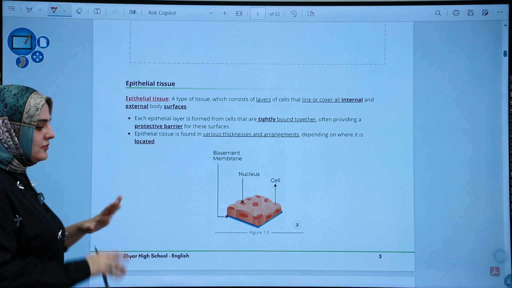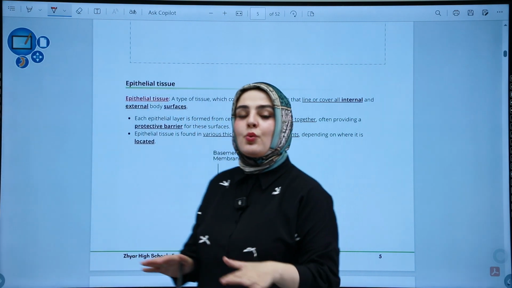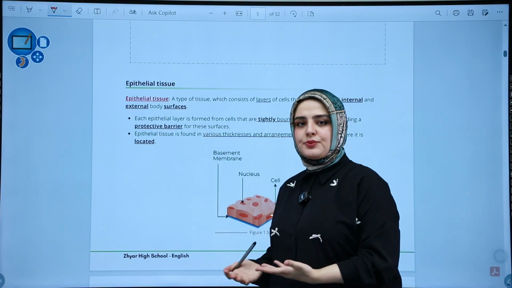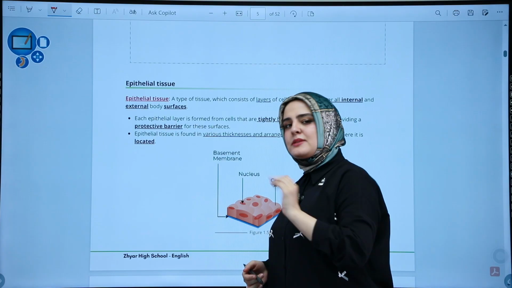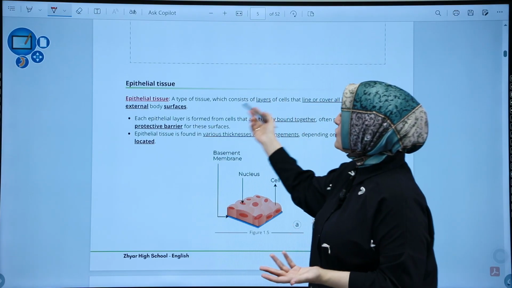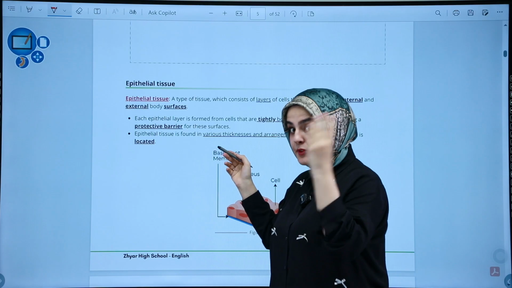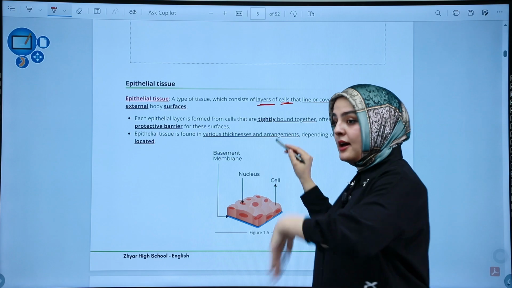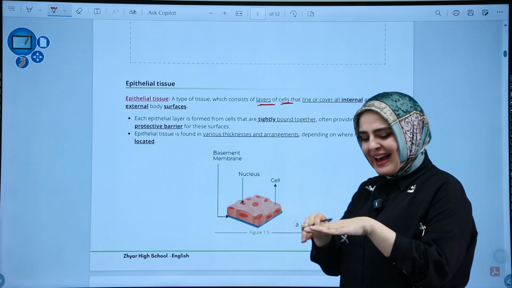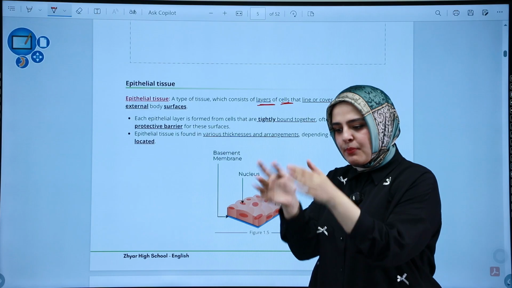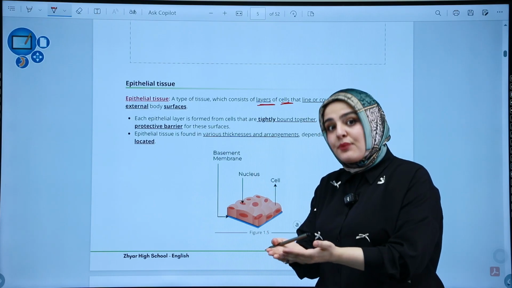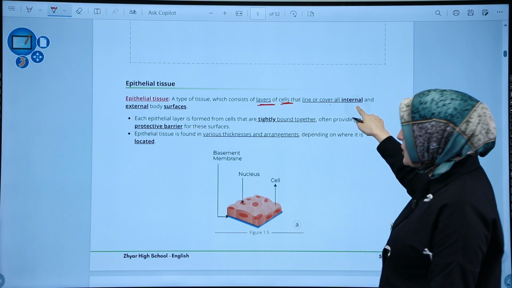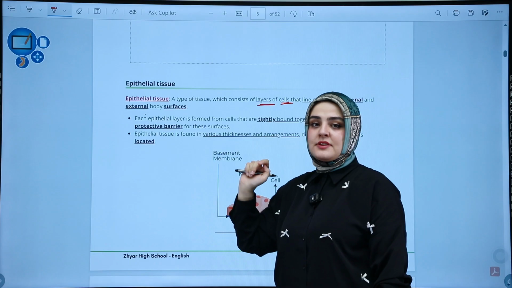Very nice. This was about the nervous tissue. We're going to study more about it in chapter 4. As for epithelial tissue, we need this a lot, okay? So please pay attention. Epithelial tissue, of course, is one of the 4 types of tissues, and it consists of layers of cells. If you have a bag, the part that is outside is covering. The part that is inside, we call lining. That's why it lines or covers internal and external surfaces of organs.